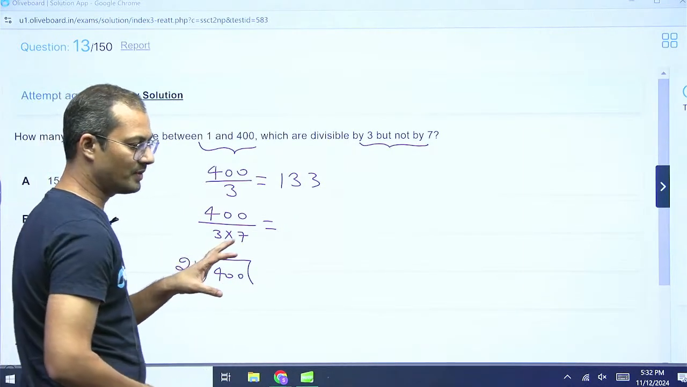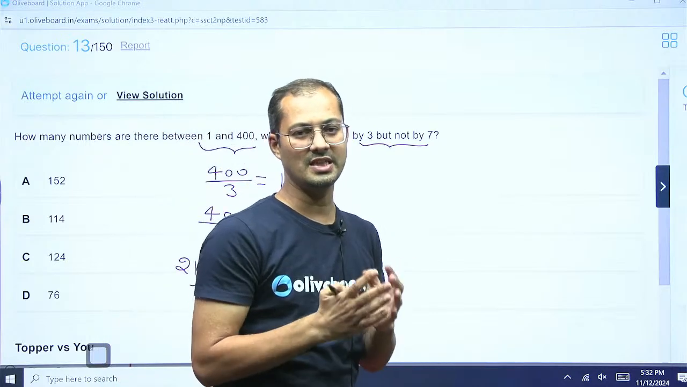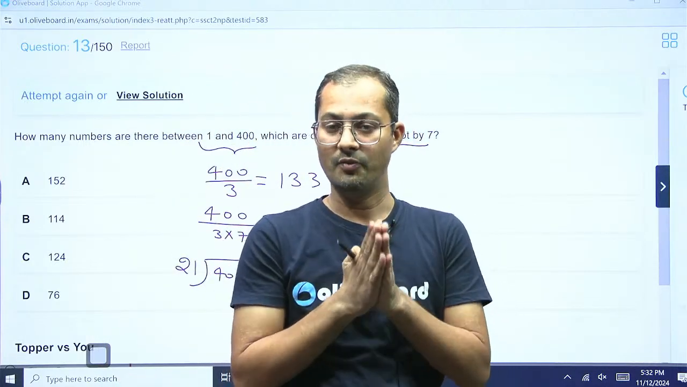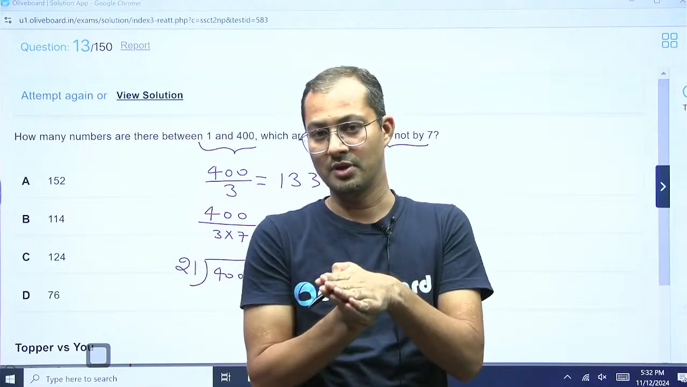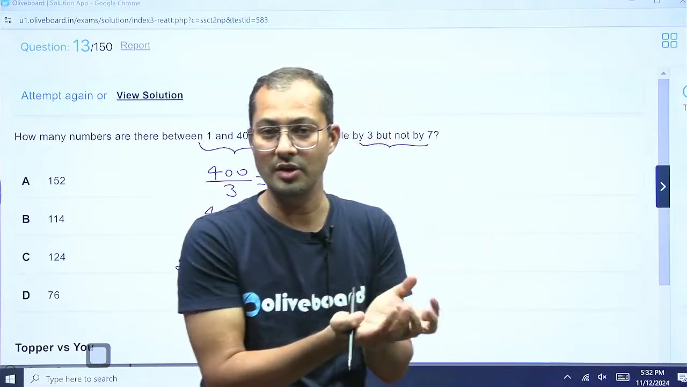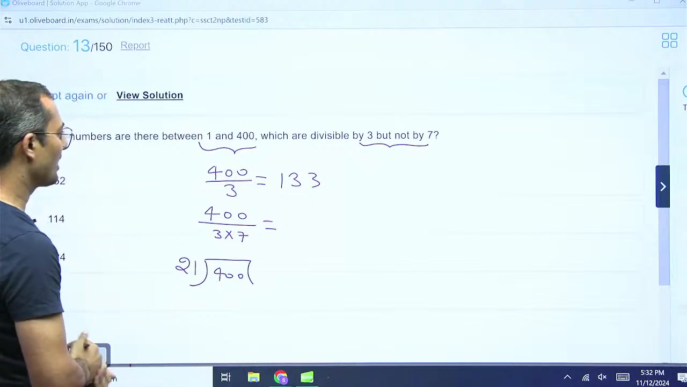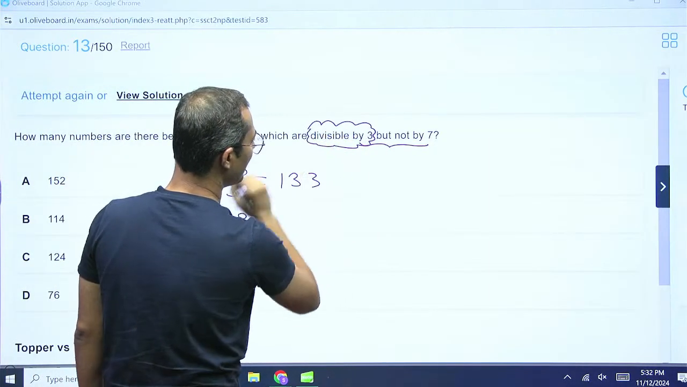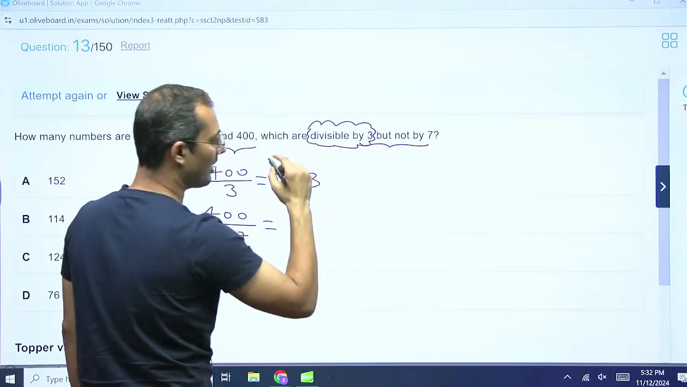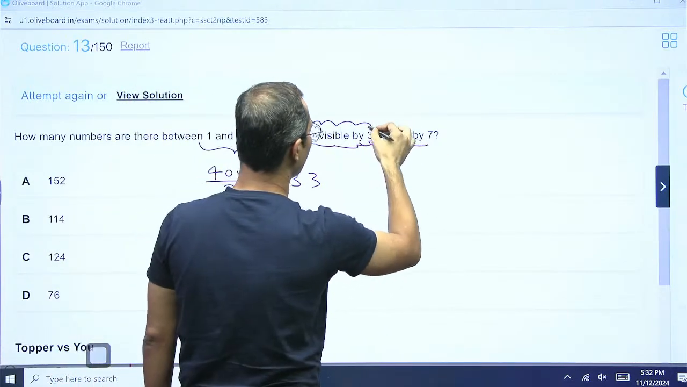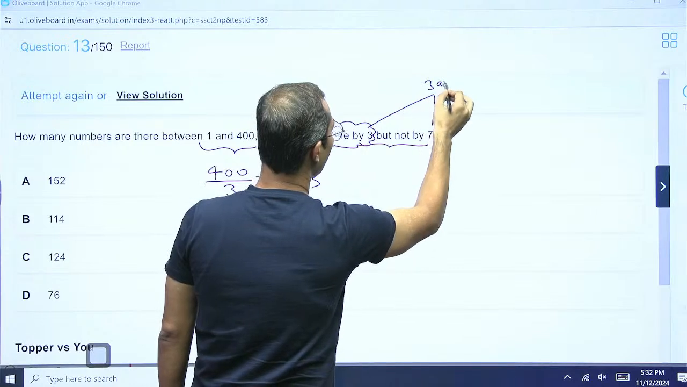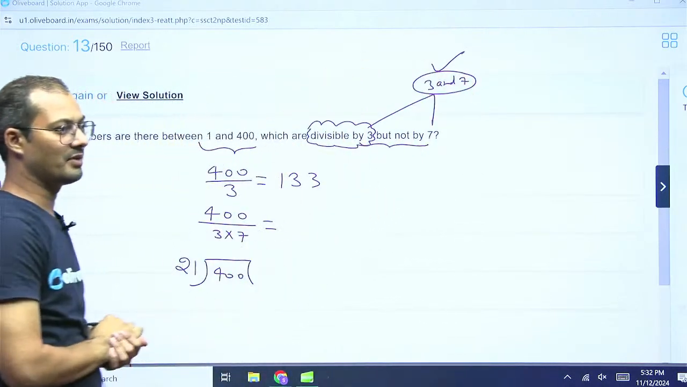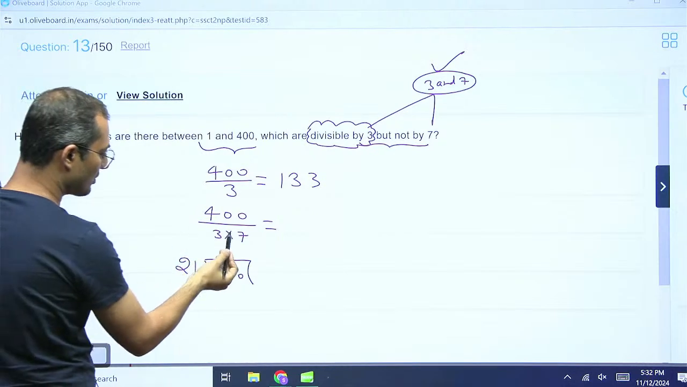See, we have to take the numbers which are divisible by 3 but not by 7. It means we have to exclude the numbers which are divisible by 3 and 7 both, because we are not going to take those numbers, right? So we have to exclude only these numbers. That's why we are going to take 21.